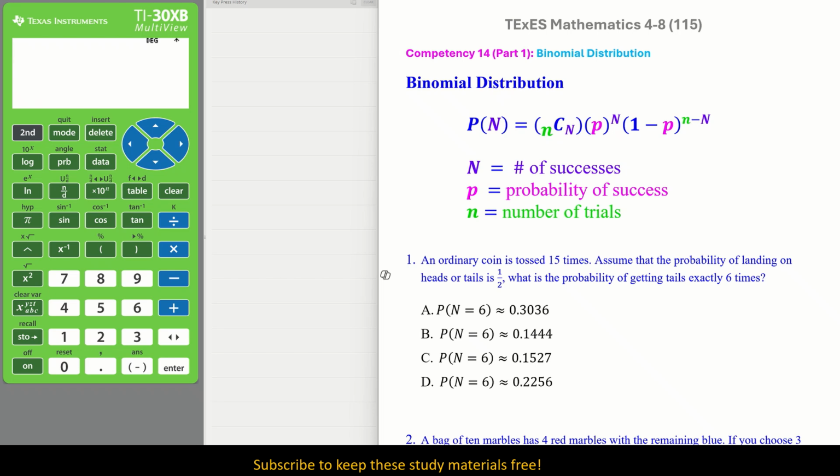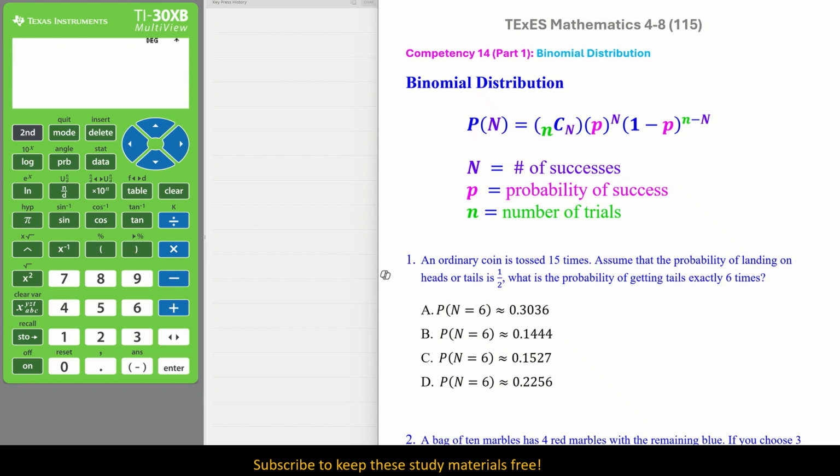Number 1. An ordinary coin is tossed 15 times. Assume that the probability of landing on heads or tails is 1/2. What is the probability of getting heads exactly 6 times? We deal with this by using binomial distribution. Given is the expression. Now, please be aware that this expression will not be given to you on your formula sheets. You're going to have to know this if it's asked of you.